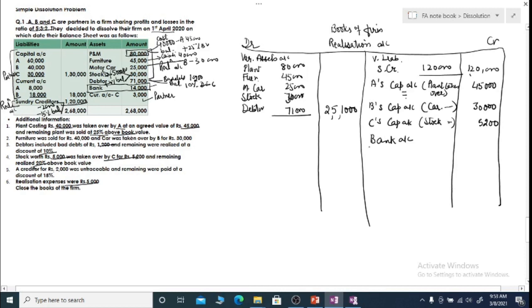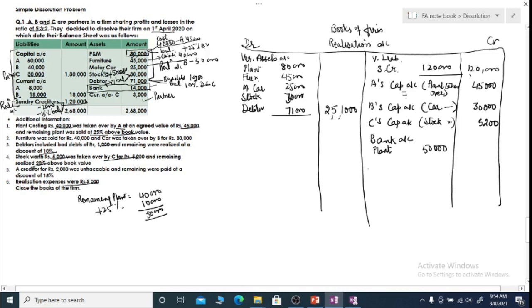So now we are realizing all the assets. So just total up the amounts, or you can give a working note for the same also. So look at plant. We were given that plant of 40,000 was taken over by A. Remaining plant is sold at 25% above book value. So what is remaining plant? It is 40,000, because out of 80,000, 40 is taken over by A. So balance is 80 minus 40, 40,000, plus 25% of this, that is 10,000. So total is 50,000. So your plant is realizing you 50,000.